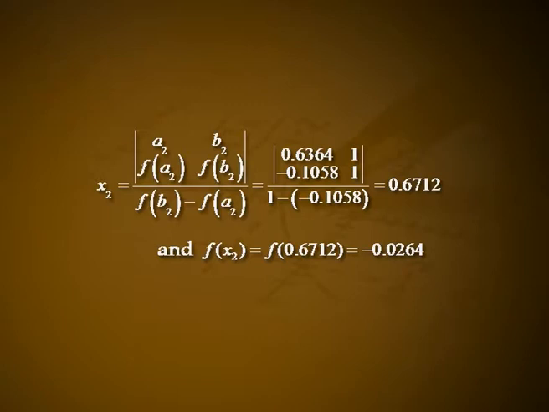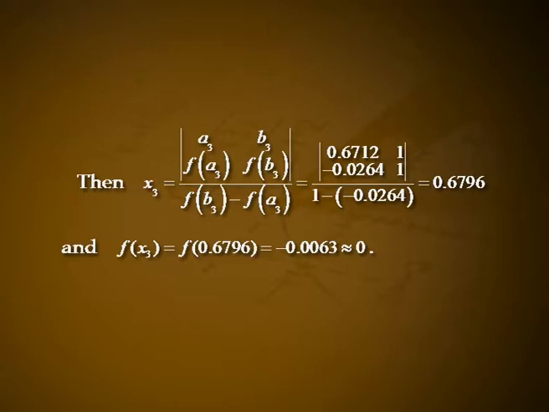Step 3. Since f(0.5) × f(x1) > 0, a root lies between x1 = 0.6364 and b1 = 1, and hence we set a2 = x1 = 0.6364, and b2 = b1 = 1. Then x2 = determinant |a2 b2; f(a2) f(b2)| divided by f(b2) - f(a2), that is equal to determinant |0.6364 1; -0.1058 1| divided by 1 - (-0.1058), that is equal to 0.6712, and f(x2) = f(0.6712), that is -0.0264.